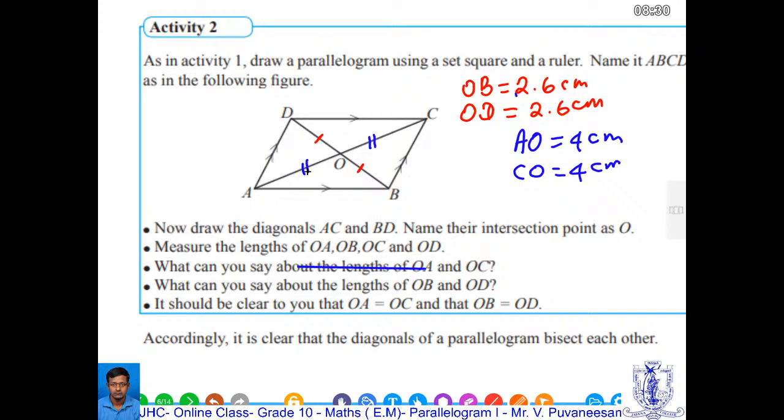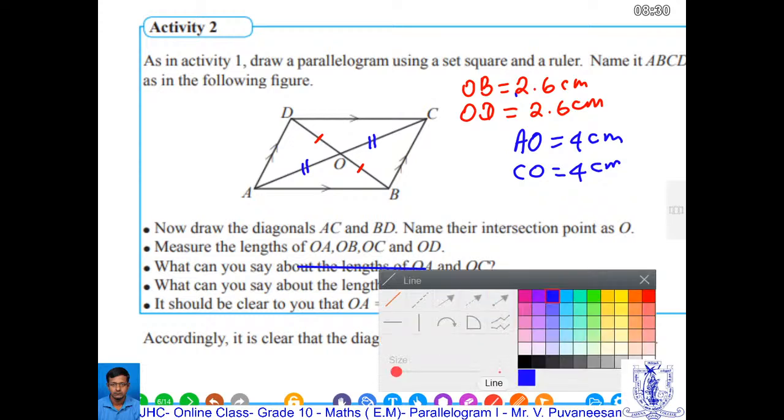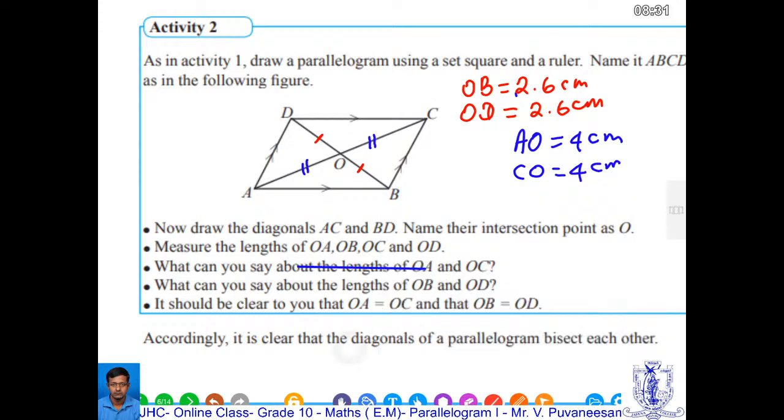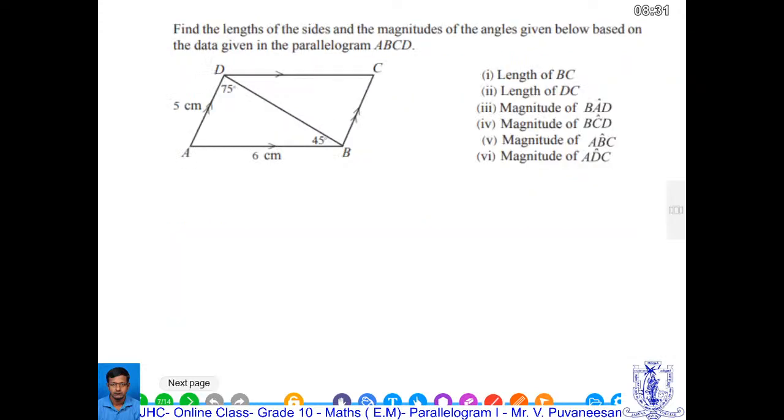So what we can say from this is that the diagonals bisect each other. Diagonals of a parallelogram bisect each other.